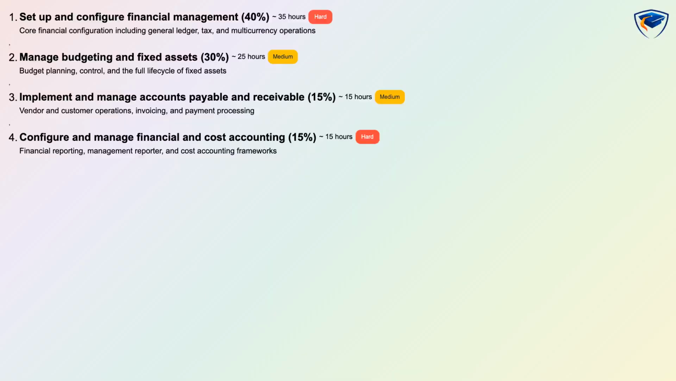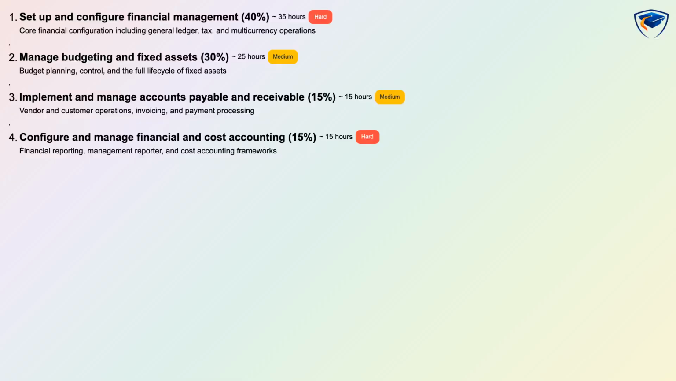This video breaks down the syllabus for the Microsoft Dynamics 365 Finance Functional Consultant exam so you know exactly what to study and how to prioritize your time. This exam is divided into 4 domains with clear weightings. Set up and configure financial management is 40%, manage budgeting and fixed assets is 30%, implement and manage accounts payable and receivable is 15%, and configure and manage financial and cost accounting is 15%.